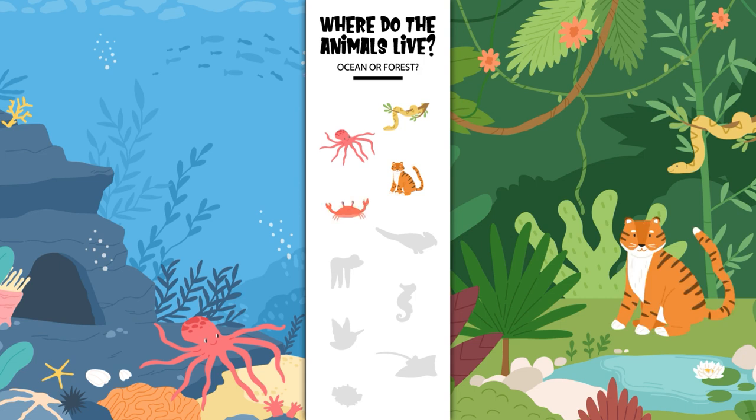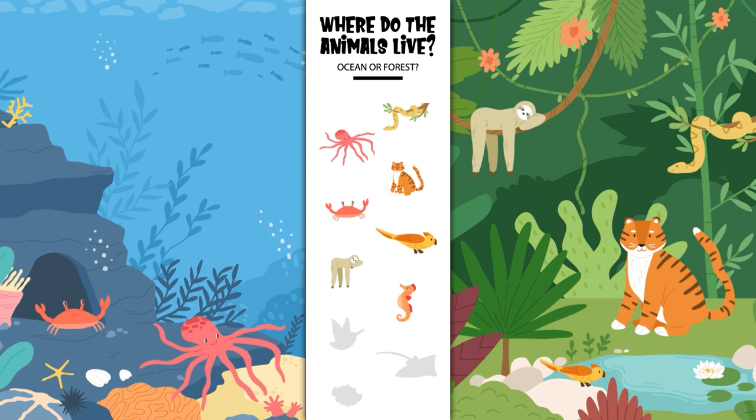Where does the crab live? In the ocean or in the forest? Yes, the crab lives in the ocean. Where does the parrot live? In the ocean or in the forest? Yes, the parrot lives in the forest. Where does the sloth live? In the ocean or in the forest? Yes, the sloth lives in the forest.